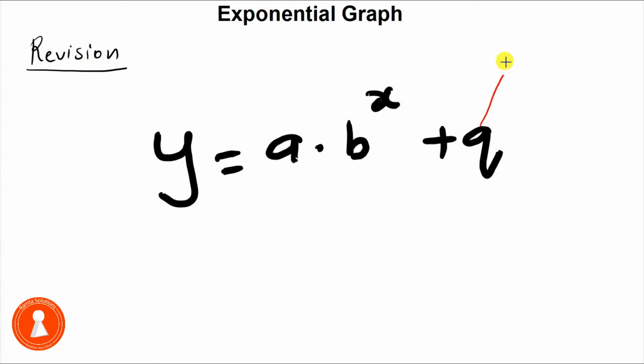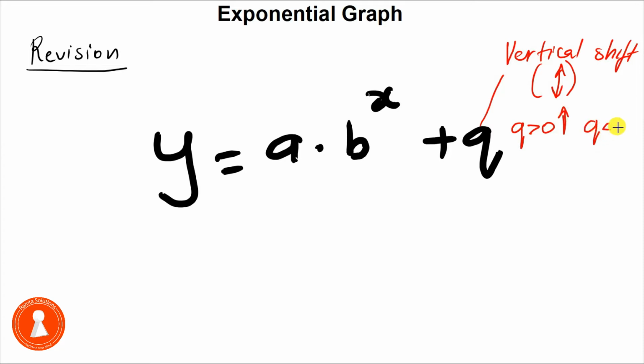This guy represents vertical shift, which is shifting up or down. If q is positive, the function will move up or shift up. If it is negative, it will shift down.